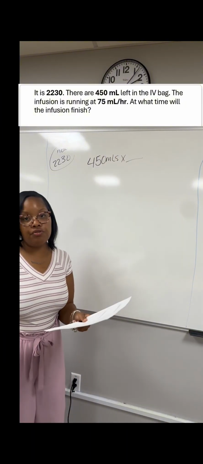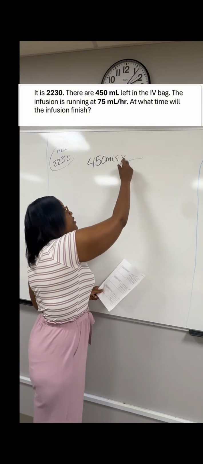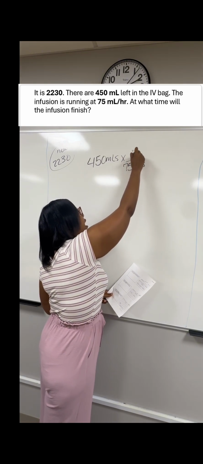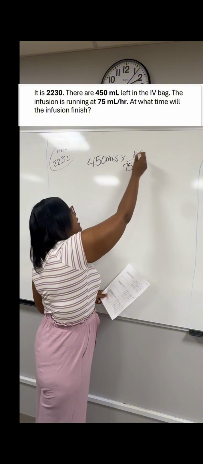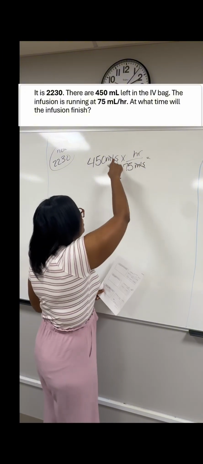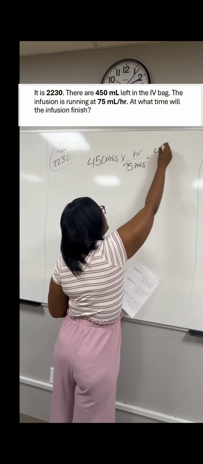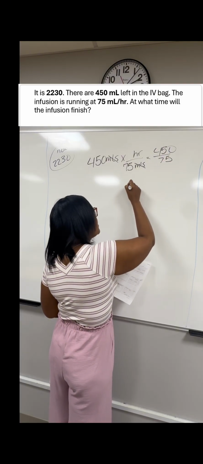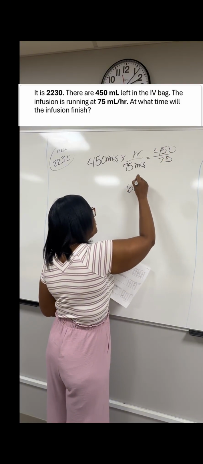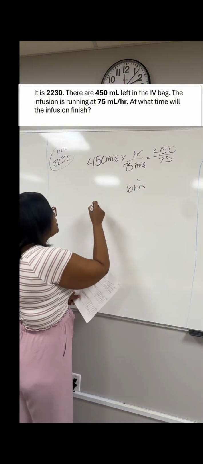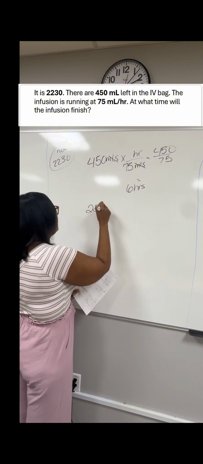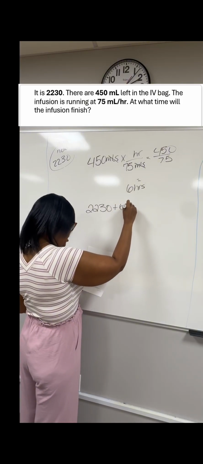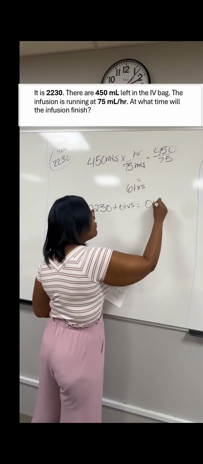And what is the infusion rate? 75 mLs per hour. So 75 on the bottom and hour on the top. So mLs cancel out. So 450 times 1 is 450 divided by 75, and that's going to give us 6 hours. Okay? So let's go back to what time it is. It's now 22:30 plus 6 hours, and that's going to give us 04:30.